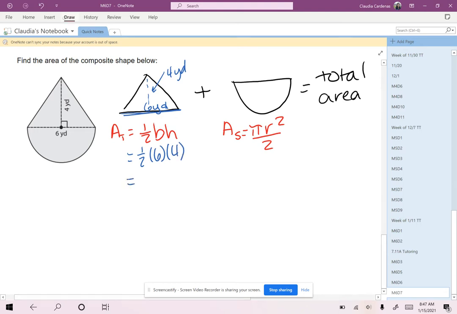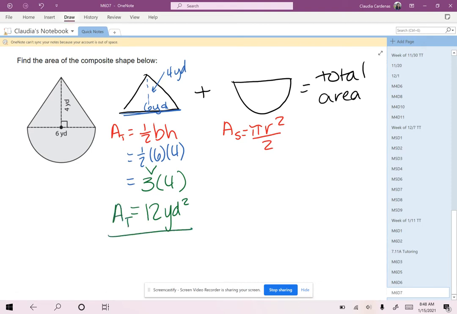And again, I can multiply in any order. I like usually dealing with the half first, especially when there's an even number, because I know half of even numbers can be divided evenly. So half of 6 is 3. And 3 times 4 is 12. So the area of the triangle is 12 yards squared.